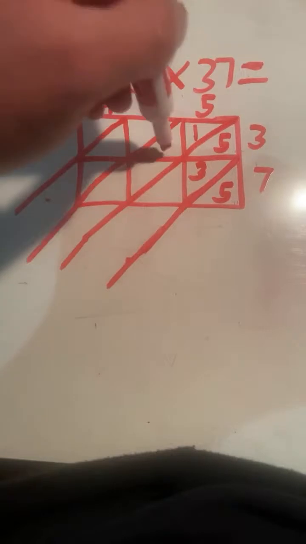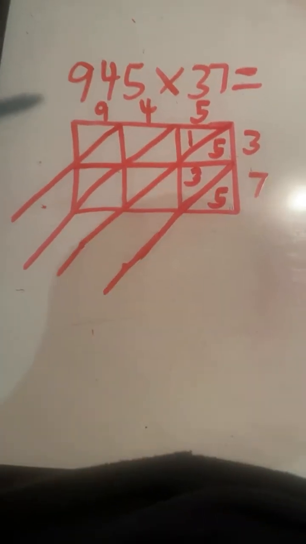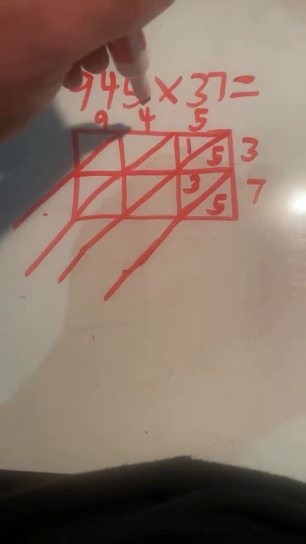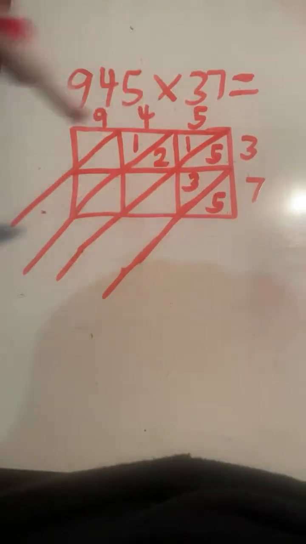Next we multiply 4 times 3. The answer to 4 times 3 goes in the square here. And each digit in that answer goes in a separate triangle. So 4 times 3 equals 12. We put a 1 in the top triangle and a 2 in the bottom triangle.